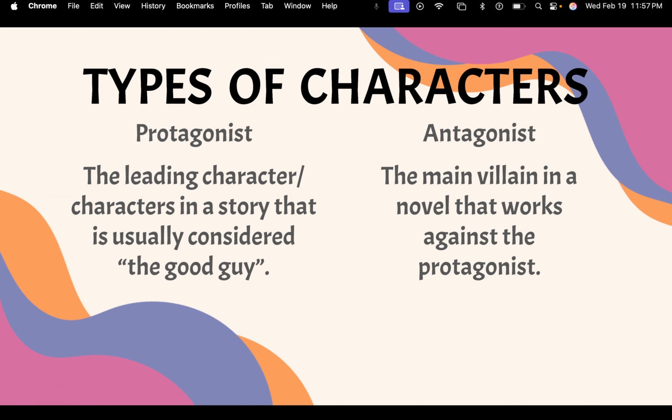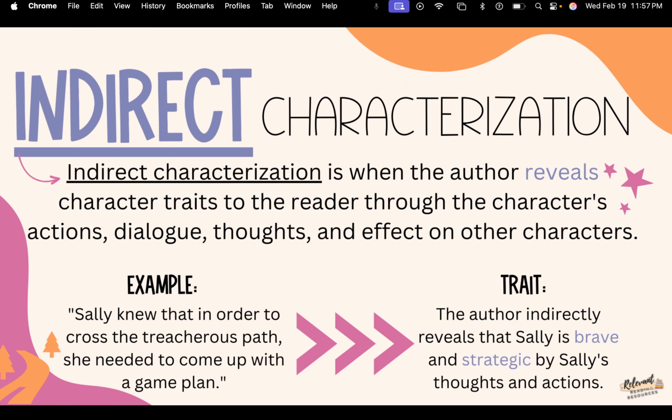There are a couple of types of characters. There's a protagonist, which is a leading character, usually the good guy, but not always. And then there's the antagonist, and that is usually the villain in a novel that works against the protagonist. There are two types of characterization. There's indirect characterization, and that's when the author shows you what they're like, not telling.